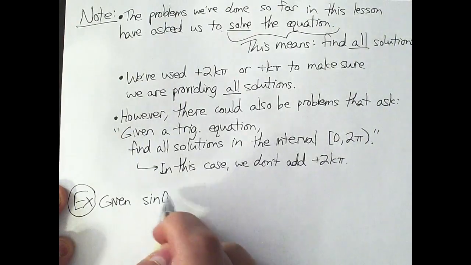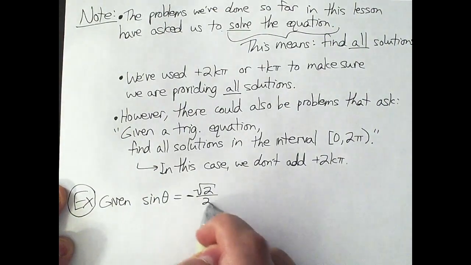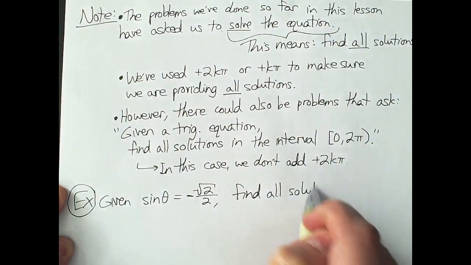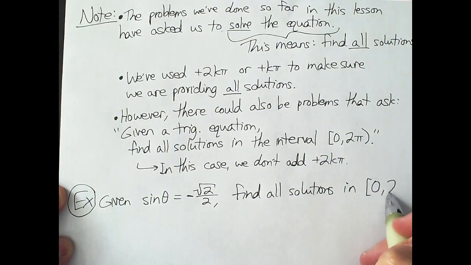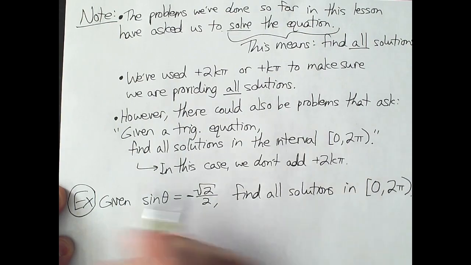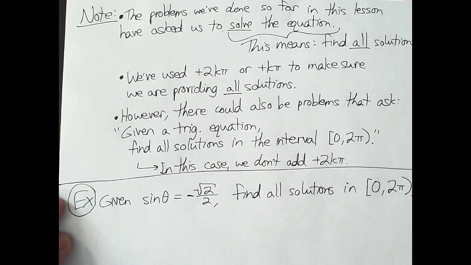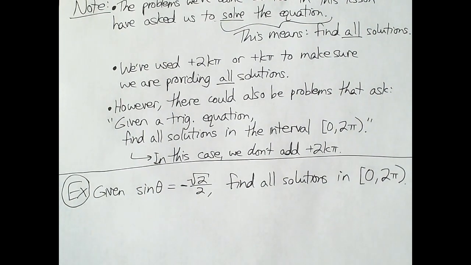Given sine of theta equals negative square root of 2 over 2, find all solutions in this interval. We'll do this together. It seems like it's going to be the same thing we've done, except we're not going to add 2k pi. Why do you think it's asking about this interval? Like, why square bracket 0 to 2 pi?